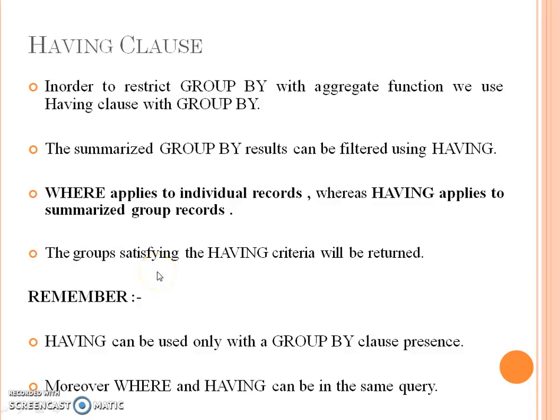The groups that are satisfying the having criteria will be returned, right? So it is a part of condition only. This is a very important thing to be remembered, that having can be used only with the group by clause and with no other clause. So if your query has a group by clause mentioned, only then it can be succeeded by a having clause, otherwise it's impossible. Moreover, where and having can be used in the same query also. For where we can give a different condition, and for group by having we can give a different condition.